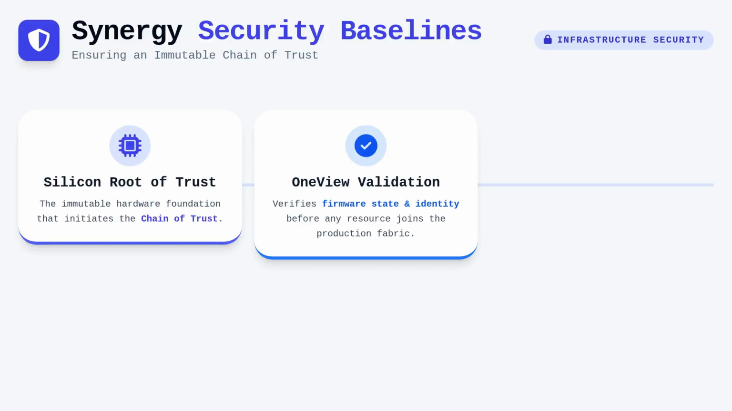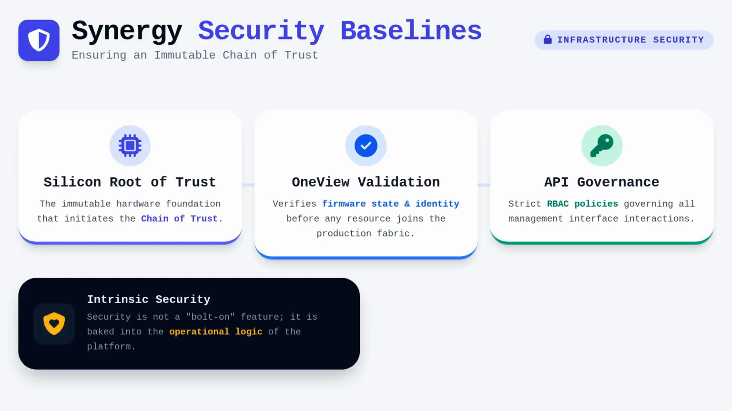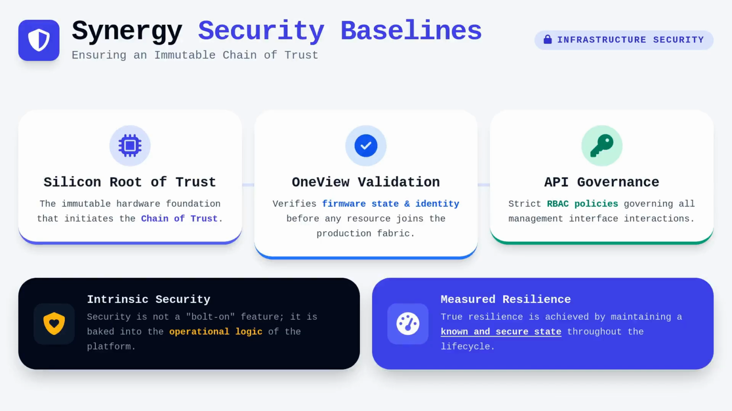This verification ensures that a rogue or misconfigured module cannot gain access to sensitive network segments. Furthermore, all API calls made to the management interface must be authenticated and restricted by role-based access control policies. As you prepare for your exams, remember that these security controls are not bolt-on features. They are intrinsic to the operational logic of the platform. Resilience is achieved only when the infrastructure remains in a known, secure, and measured state throughout its entire operational lifecycle.